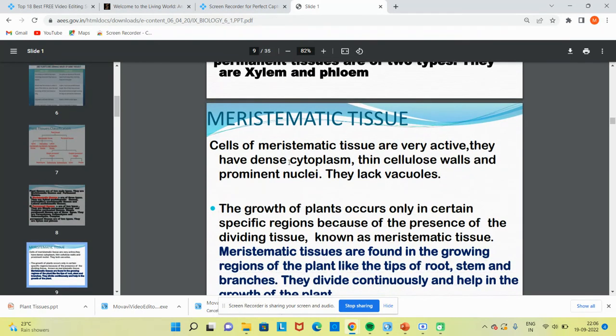Meristematic tissue cells are very active and they have dense cytoplasm, thin cellulose walls, and prominent nuclei, and they lack vacuoles. So these are the characteristics of the meristematic tissues. They contain dense cytoplasm, that is a large amount of cytoplasm, and the cell wall is made up of thin cellulosic walls, and a prominent nucleus is present, and they lack vacuoles.